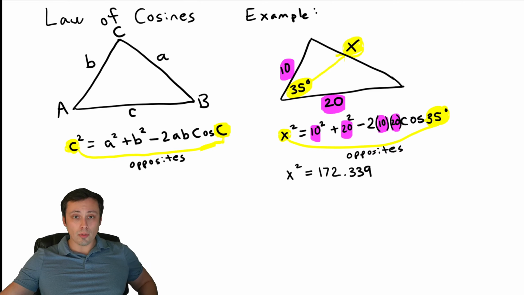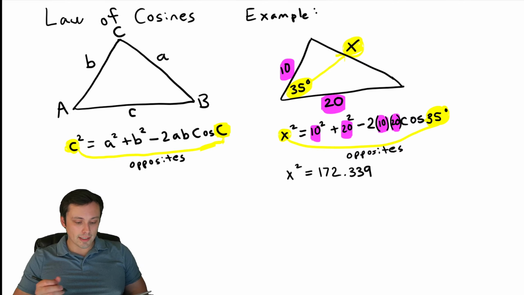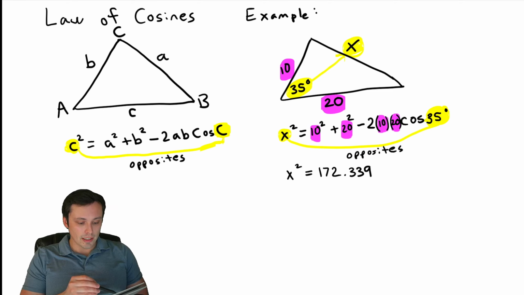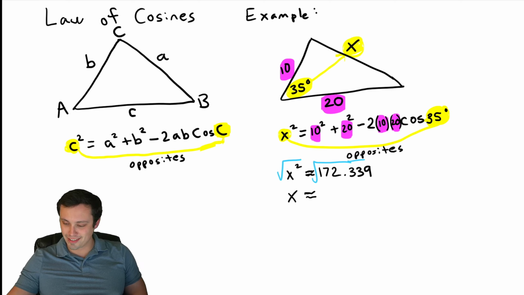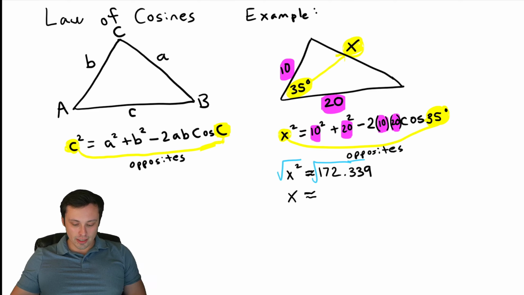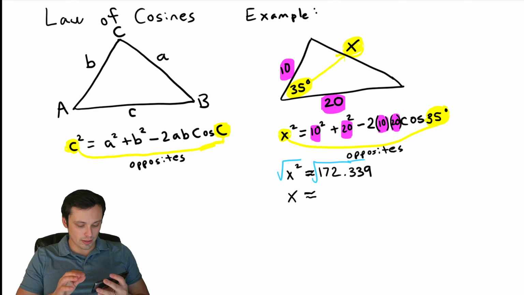Now you'll notice that we're not quite finished yet here. We have x squared is equal to that. So how are we going to get just an x? Well, we're going to want to undo the square using a square root. Let me actually use a different color. So we're going to square root that. Okay? So we've got ourselves x is approximately equal, this one would have been approximately as well, to whatever the square root of 172.339 is. So I'm going to square root that.